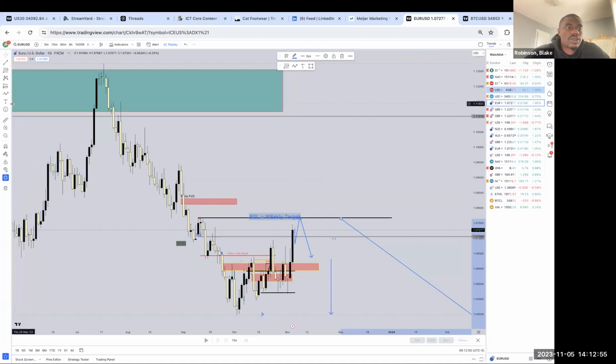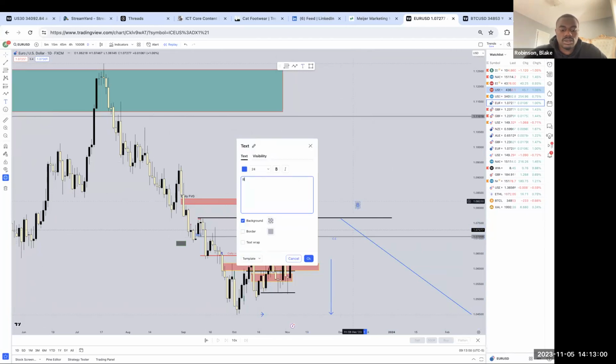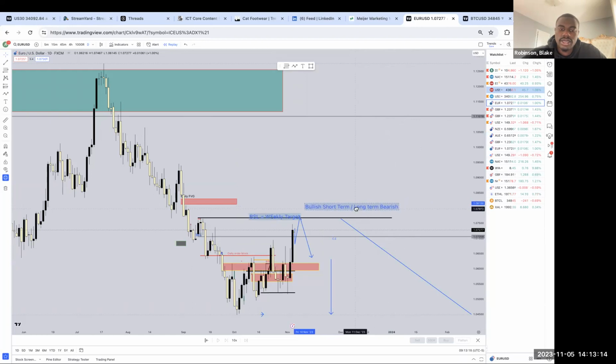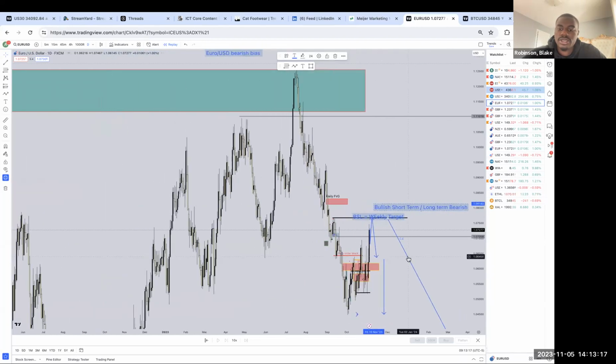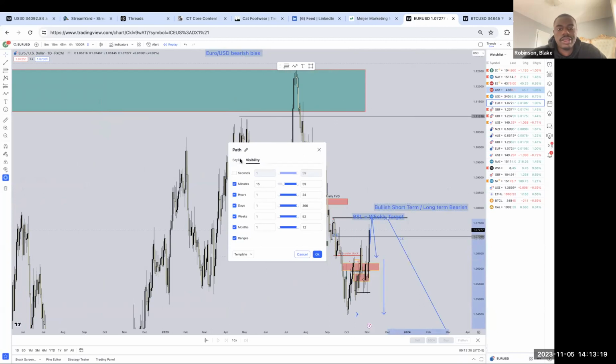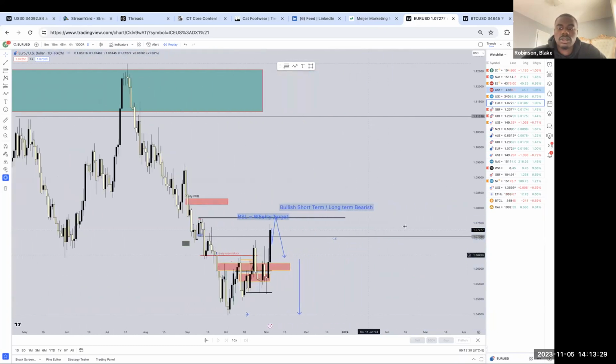So for this week on Euro USD, I'm going to be bearish. I'm sorry, bullish. Bullish short term, bearish long term. Again, don't be surprised if there's some type of crazy market event that happens between now and, I'd say, March of next year that causes the euro to crash. All this stuff is connected. So that's the first thing.